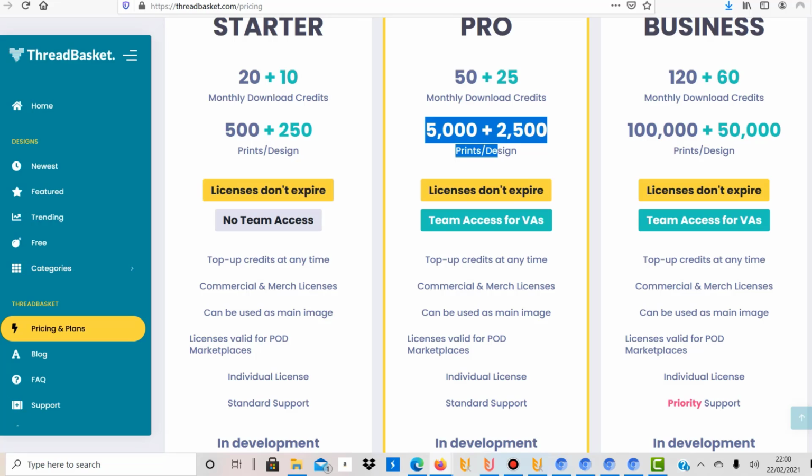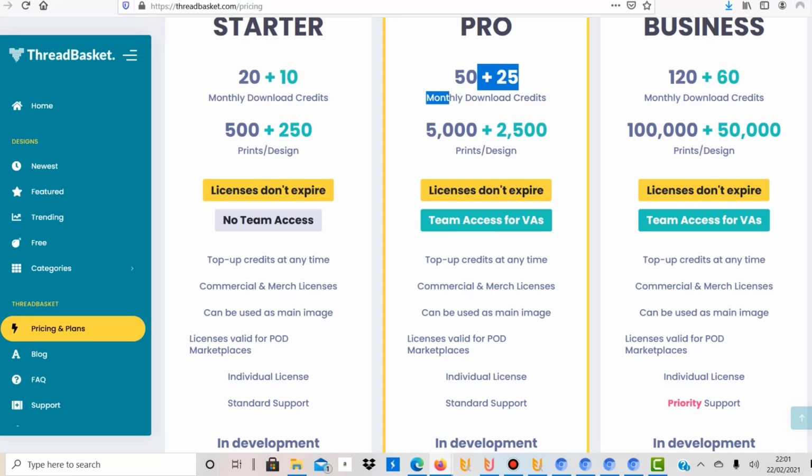Of course, I don't even know how they would police that, because there's no way they could find out how many shirts, for example, you have sold with that design on all the different marketplaces. There's no way they can find that out. And the number is quite high anyway. So I'm not worried about that, especially even if you make 7,500 sales per design. Then you have no problem with getting another license.